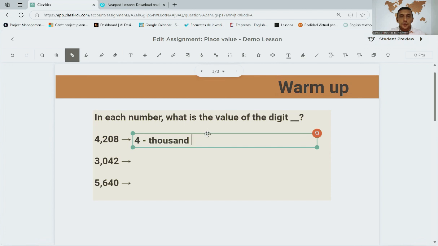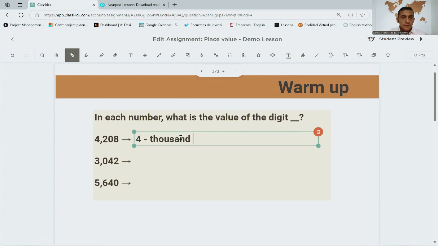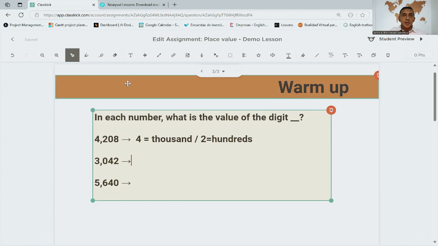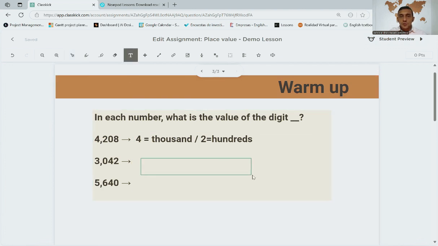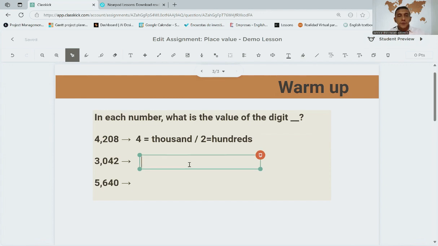So John, let's change this for an equal. What is the value of 2 here? It's equal to hundreds. Very good. Hundreds. Excellent. Now let's continue with Jennifer. What is the value for 3?